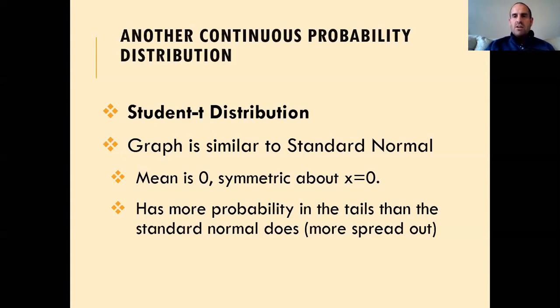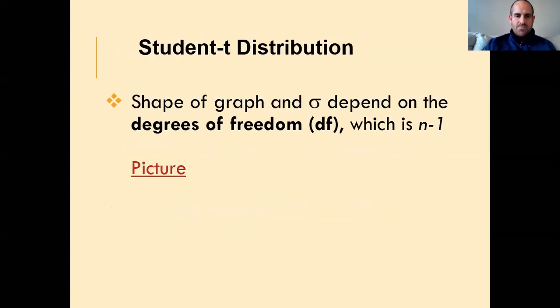It's more spread out. But as my sample size increases, this thing is going to get closer and closer to the standard normal distribution. The shape of the graph is basically always symmetric, and kind of spread out, and lives essentially in the middle part underneath the standard normal, but on the ends where the tails are, it's fatter. Okay, and we'll look at a picture of this in just a minute.